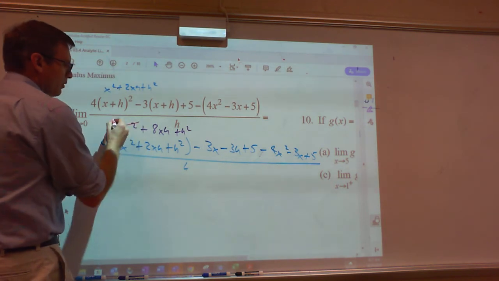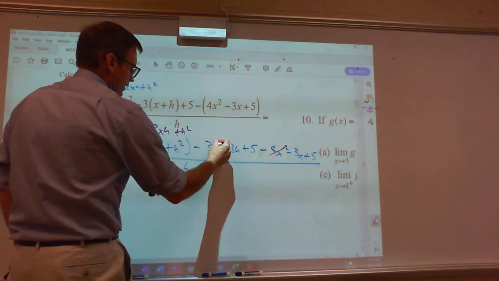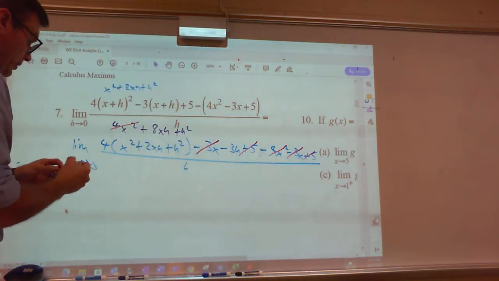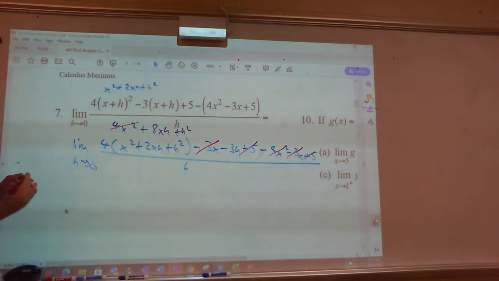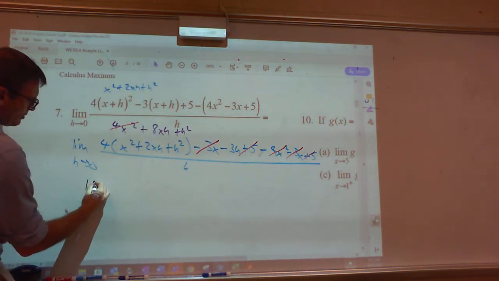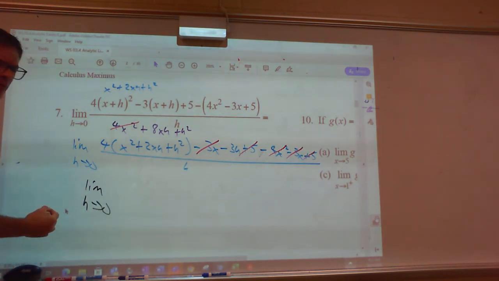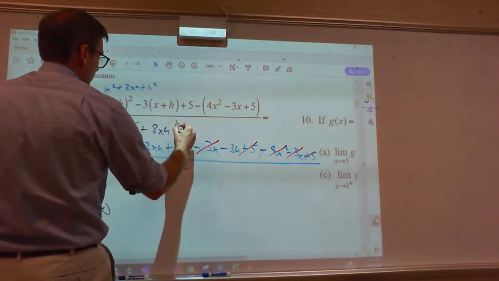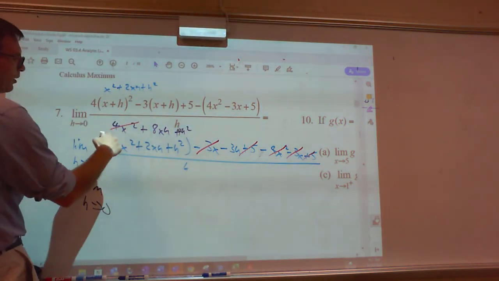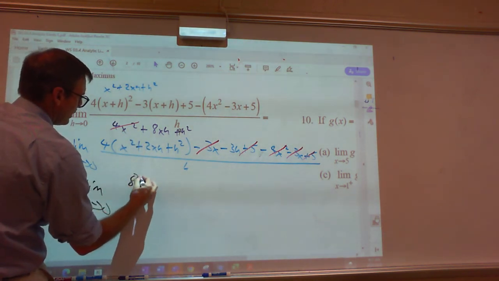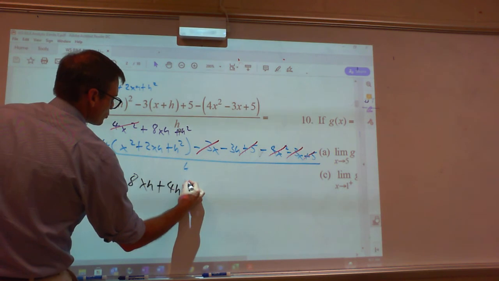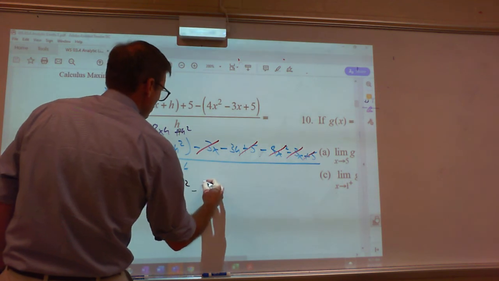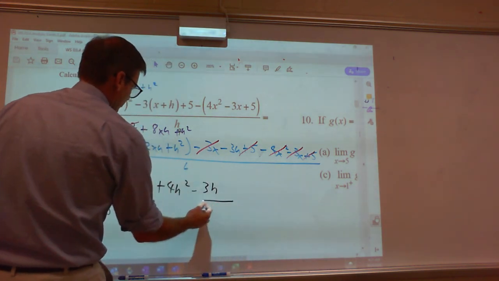When I look at this, the 4x squareds cancel, the minus 3x cancels, and the plus 5 and the minus 5 cancel. All right, so if I write down what I have left, I have the limit as h goes to 0. Oh, 4h squared, yes. So now I end up with 8xh plus 4h squared, and I get a minus 3h, and that's all that's left.